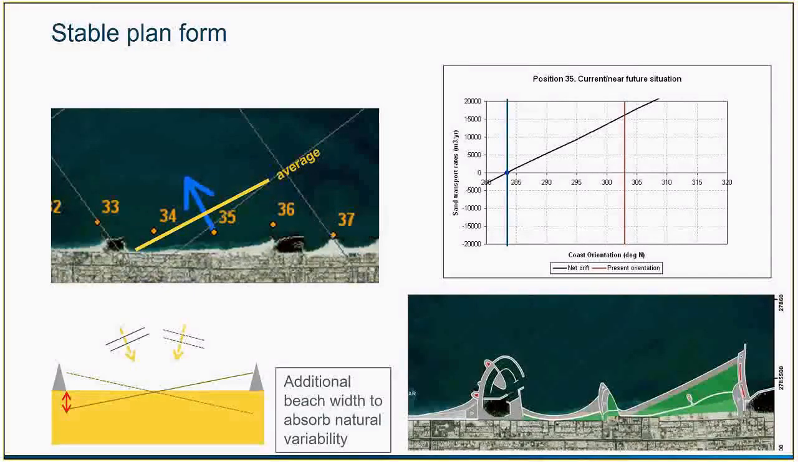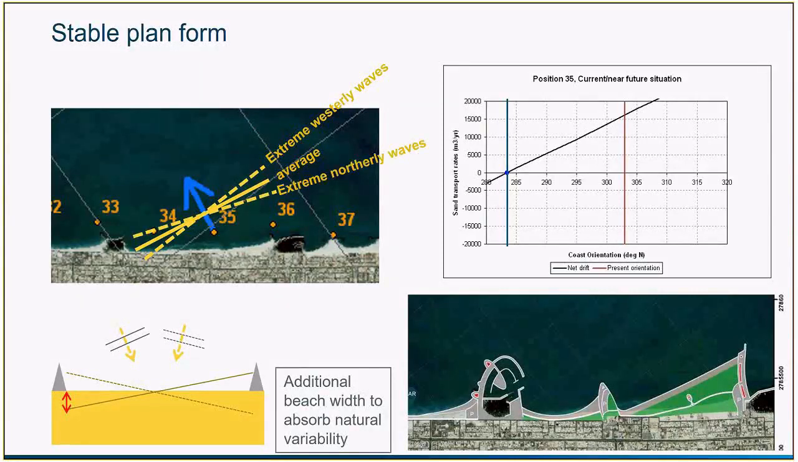Of course, the waves do not always come from the average direction, so we have some variations during the year and from season to season. We will have some extreme westerly waves, which will tend to turn the beach counterclockwise in this case, and some extreme northerly waves, which will tend to turn the beach in the other direction. That's why we have to add some additional beach width to absorb this natural variability. All this can be assessed using the Q alpha curves for a specific stretch of beach.